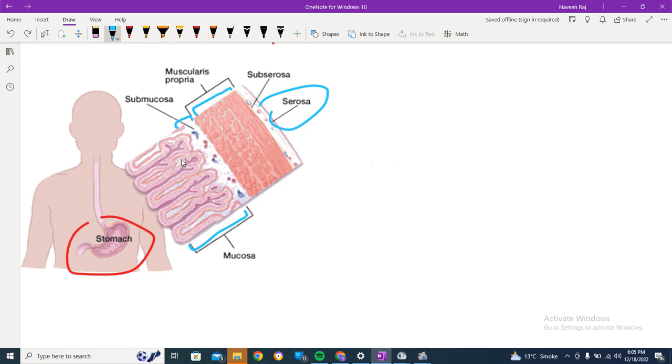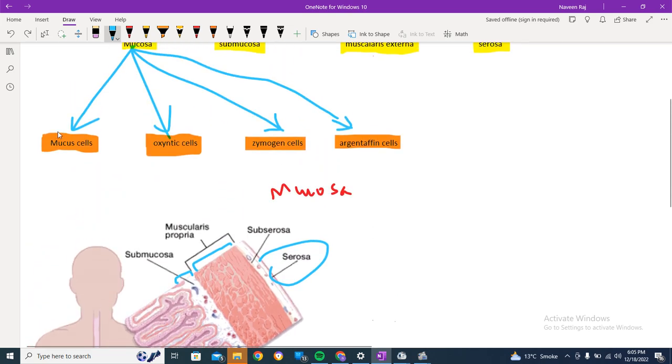Let's move on. These are a kind of thick layer. The mucosa layer is a thick layer, and there is secretion of a lot of enzymes, including protein breakdown enzymes. We'll be discussing them hopefully. Now let's get into it. First of all, in today's video we'll be discussing mucosa.